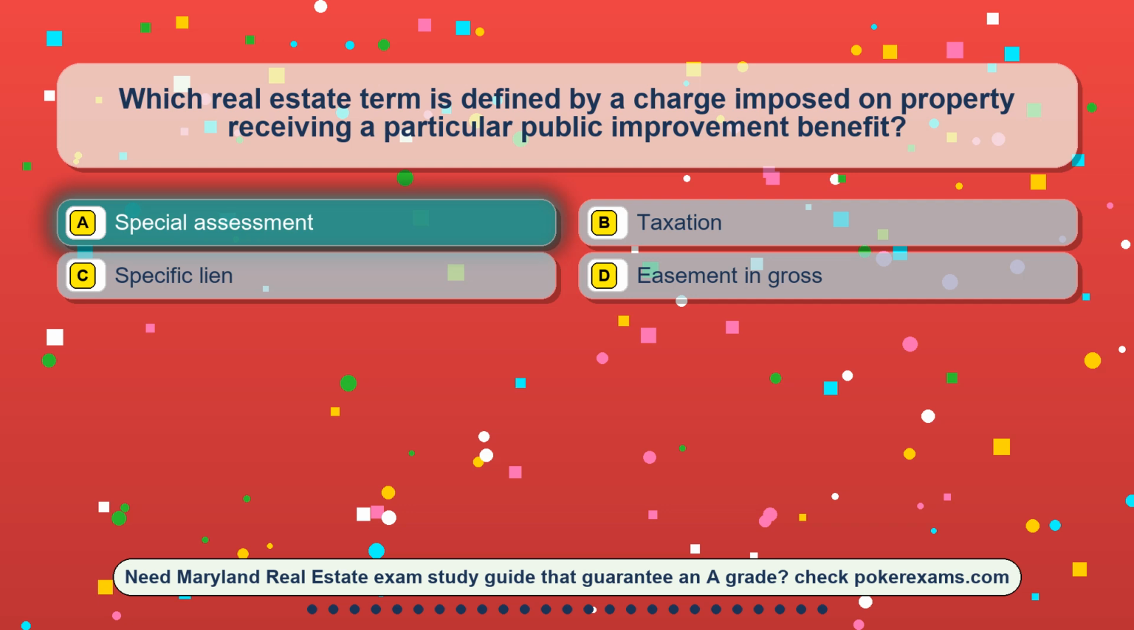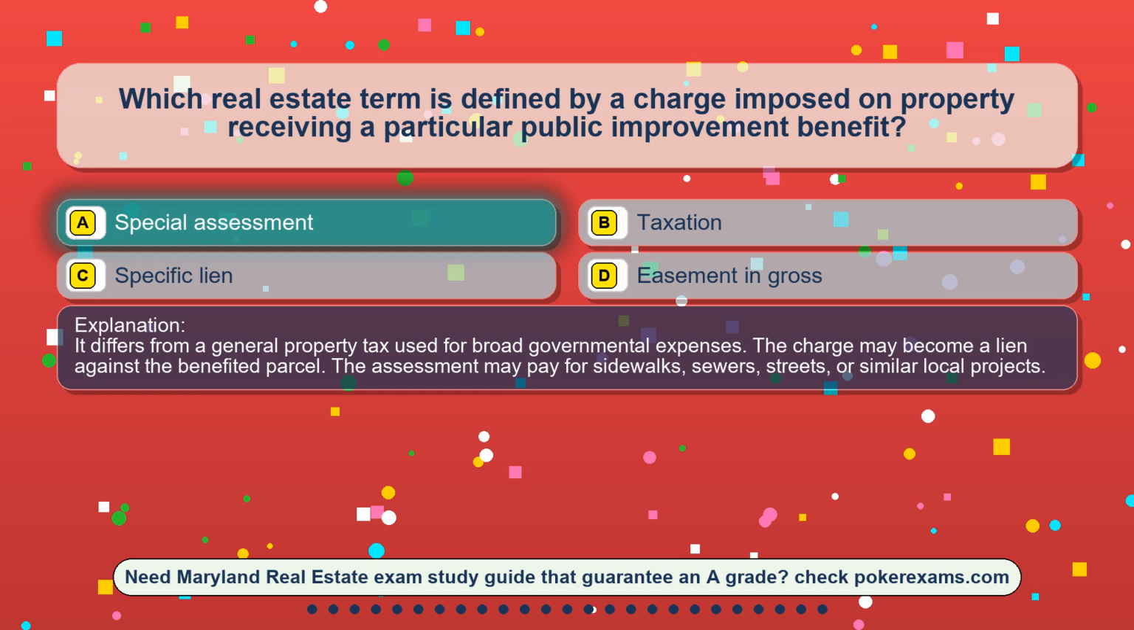The correct answer is option A, special assessment. It differs from a general property tax used for broad governmental expenses. The charge may become a lien against the benefited parcel. The assessment may pay for sidewalks, sewers, streets, or similar local projects.